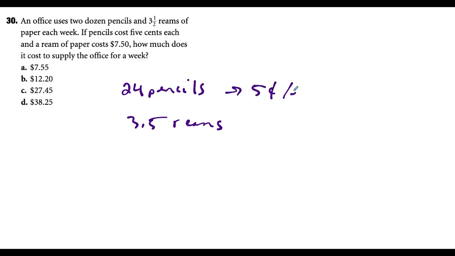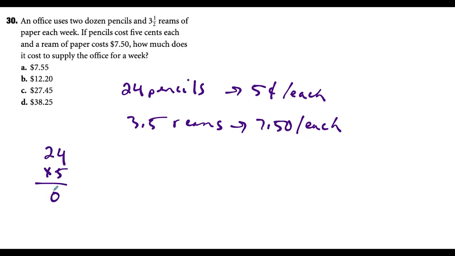Last question. An office uses 24 pencils and 3.5 reams of paper each week. So that's 24 pencils and 3.5 reams of paper. If pencils are 5 cents each, and reams of paper are $7.50 each, so that's how much these cost, then how much does it cost to supply the office for a week? So we look at this, we say 24 times 5, and we carry the 2 is 120. So 120 cents is $1.20. Okay, so this is 120 cents, and this is equal to $1.20.